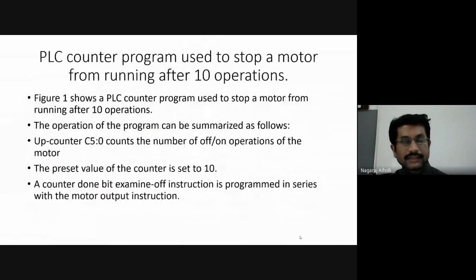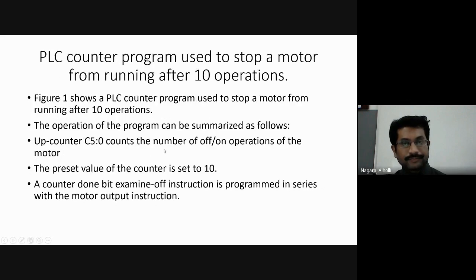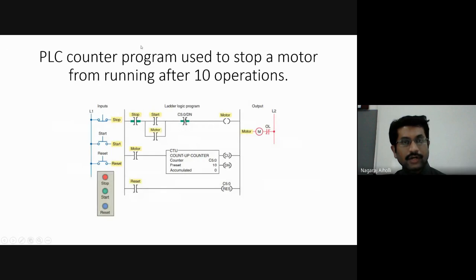We have started today's discussion with the counter commands: count up, count down, and high speed counters. There are 3 types of counters, right? And then the program for counting 10 operations of the up counter. After it counts 10 operations, the motor will stop.